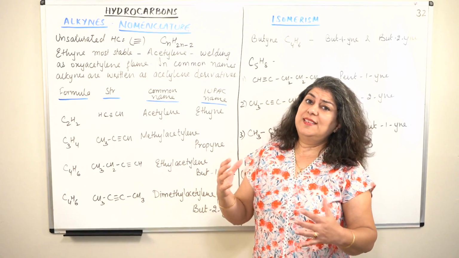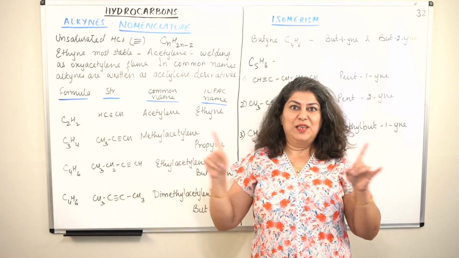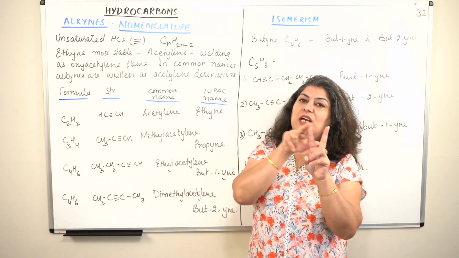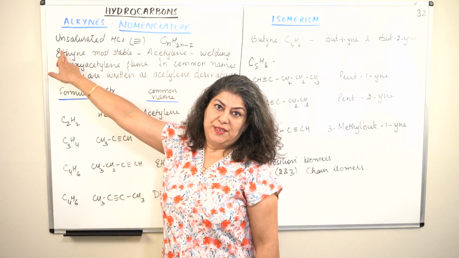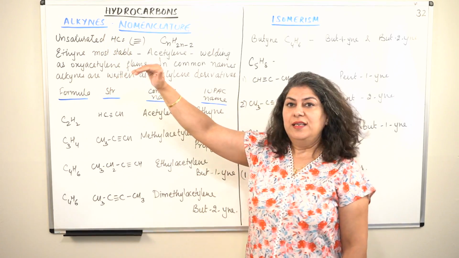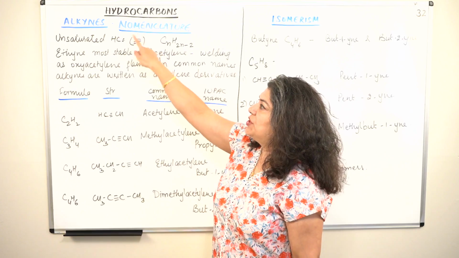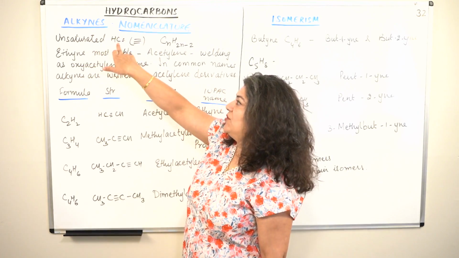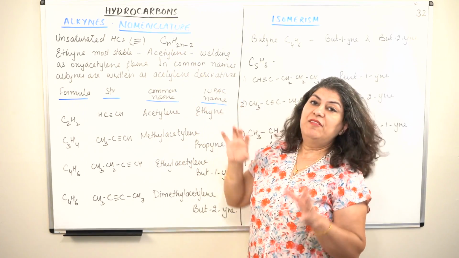Since there are pi bonds in this, and since carbon is not forming 4 single bonds, two of the carbons are sharing a triple bond between each other, they are unsaturated. So, alkynes are unsaturated hydrocarbons. They are identified by seeing the presence of a triple bond. HC I've just used for hydrocarbons. They are unsaturated hydrocarbons. They have a triple bond between 2 carbon atoms. They have a general formula.